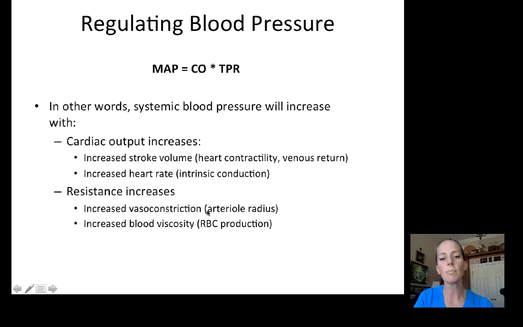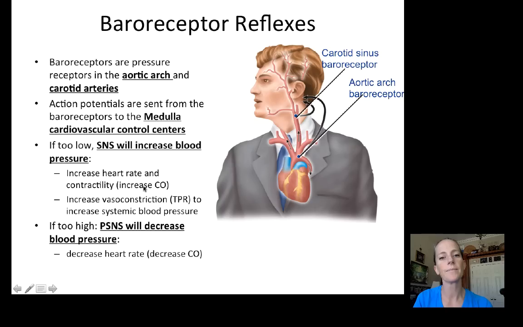So we can regulate blood pressure by changes in cardiac output and changes in resistance. Hopefully this is coming together for you guys. Just a couple more slides on how the brain drives these changes. So we actually have pressure receptors in the body. There are some located in the aortic arch, and there are some located in the carotid arteries. These pressure receptors are called baroreceptors.